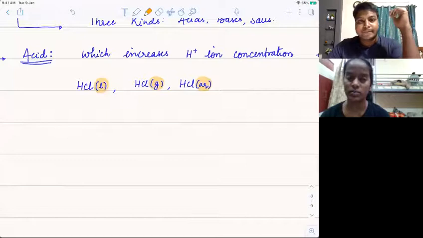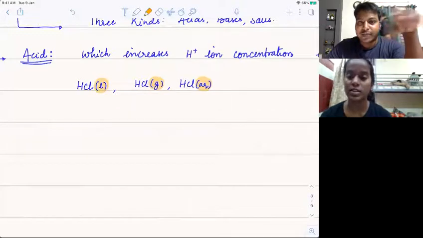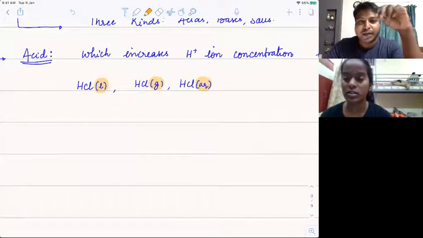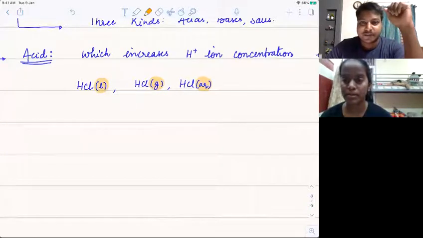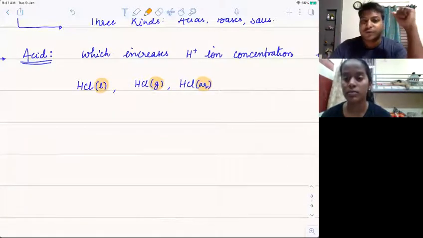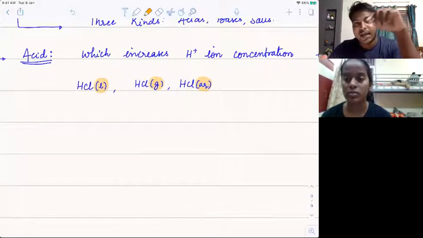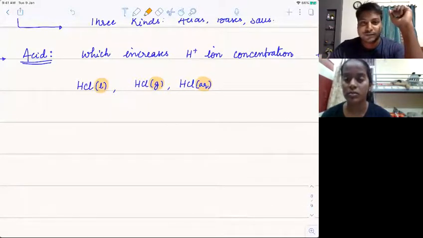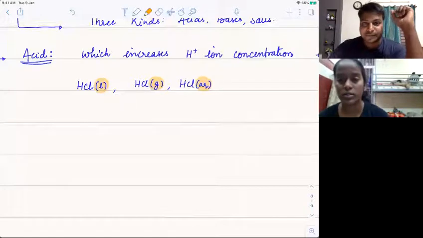What do you mean by aqueous? It means if I have a glass of water, and maybe I have added a pinch of HCl or a drop of HCl, or just a teaspoon of HCl, then HCl is present in a large amount of water. Then you will write it as HCl in aqueous. Are you getting it?